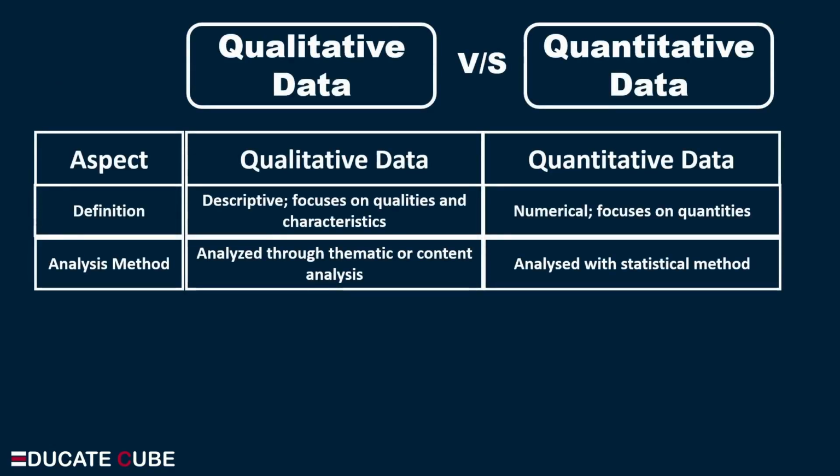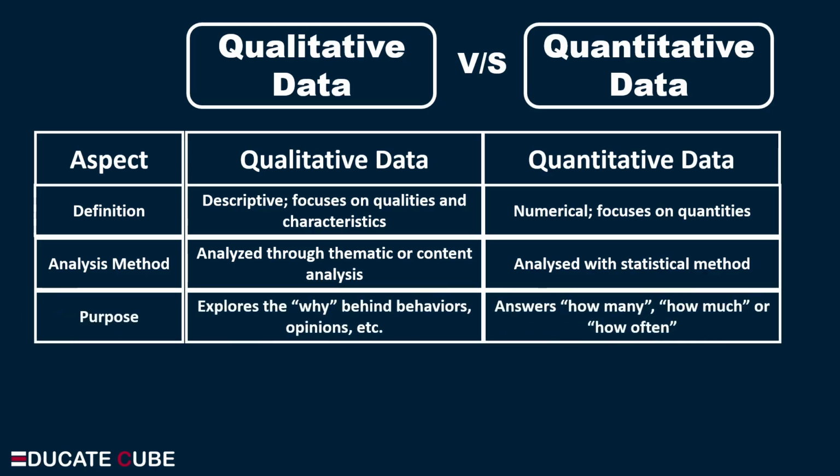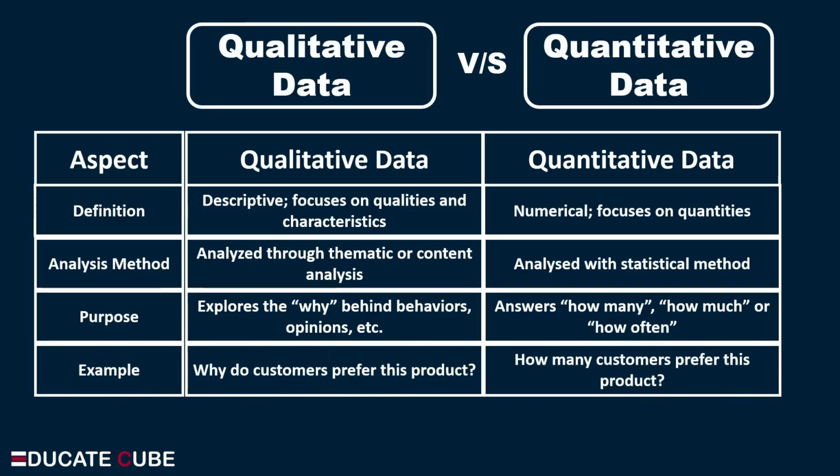Now let's discuss our third aspect, which is purpose. Qualitative data explores the why behind behaviors, opinions, etc. On the other hand, quantitative data answers how many, how much, or how often. An example of qualitative data is: why do customers prefer this product? An example of quantitative data is: how many customers prefer this product?